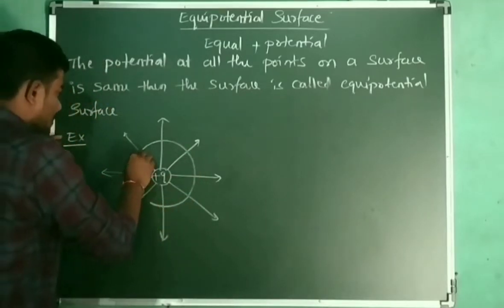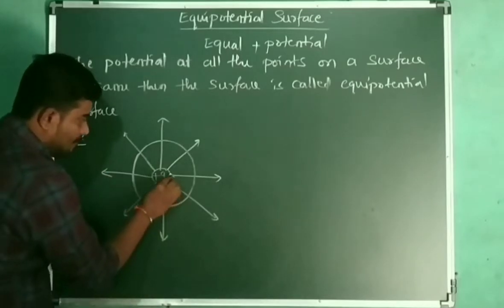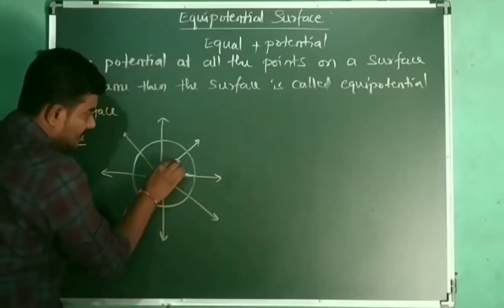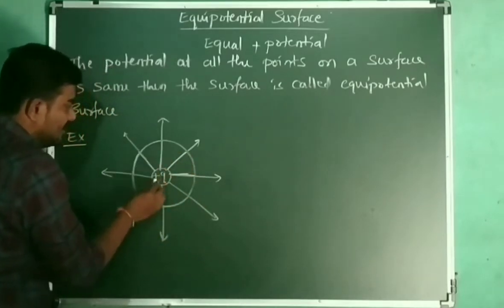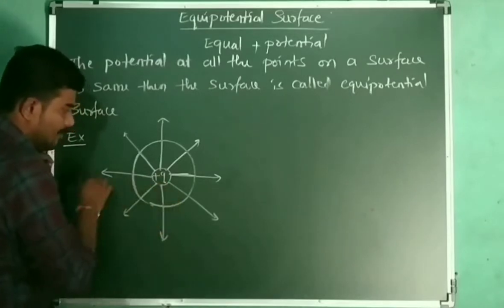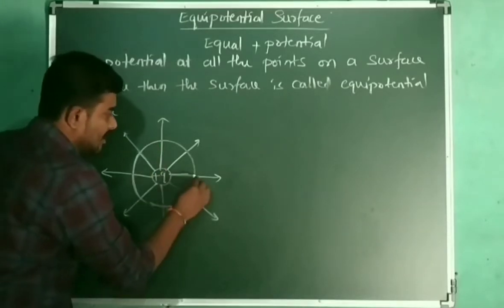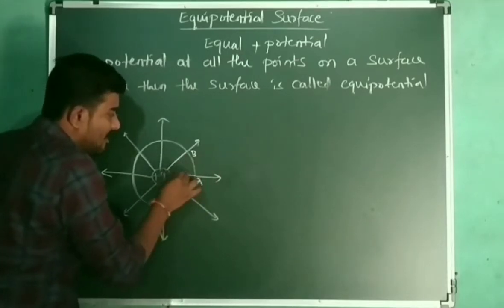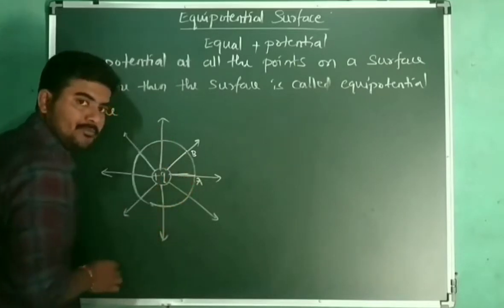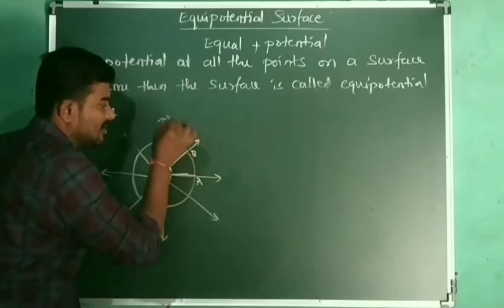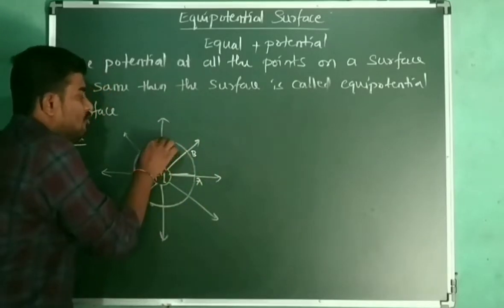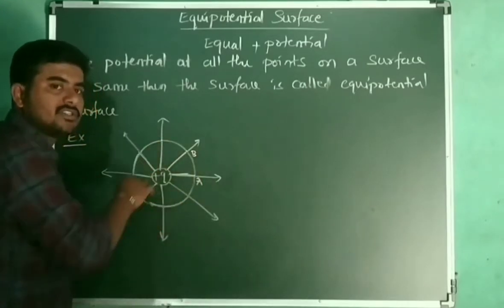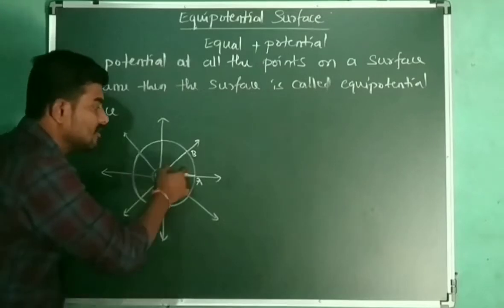This is a sphere, and you can observe from this point to this point, this is the radius, and this is the radius. Since the radius is the same, the potential is going to remain the same at all the points. If I consider this point as A and this point as B, these points are located at the same distance from plus Q, the source charge. Therefore, the potential at A and the potential at B is the same, and at all locations throughout the surface the potential remains the same because the distance is the same.